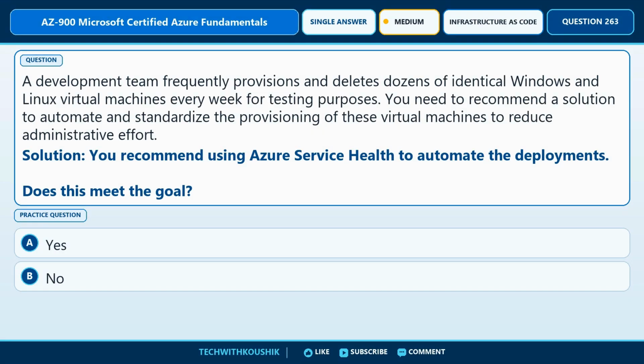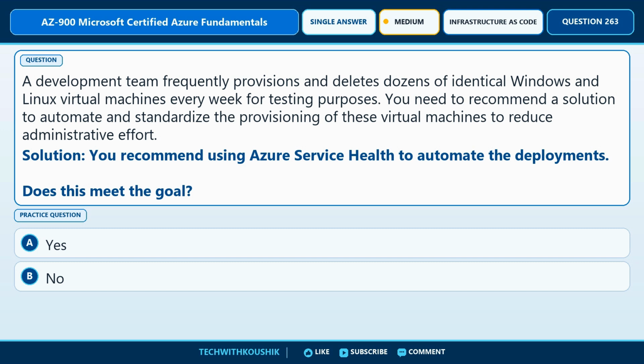Let's work through question number 263. Next, let's move into infrastructure as code. First, let's review the situation. A development team frequently provisions and deletes dozens of identical Windows and Linux virtual machines every week for testing purposes. You need to recommend a solution to automate and standardize the provisioning of these virtual machines to reduce administrative effort.